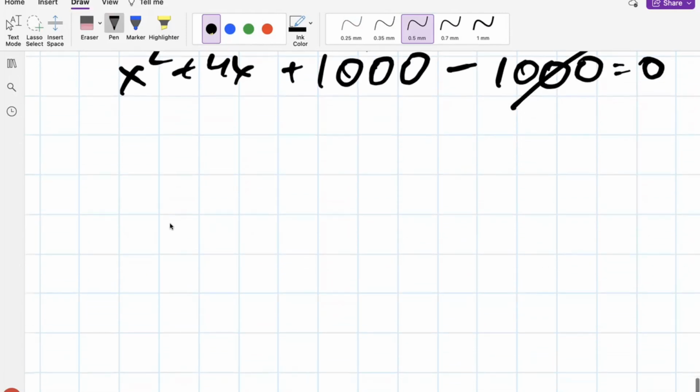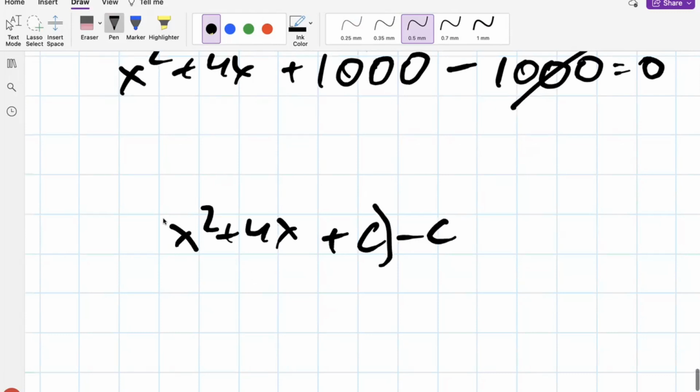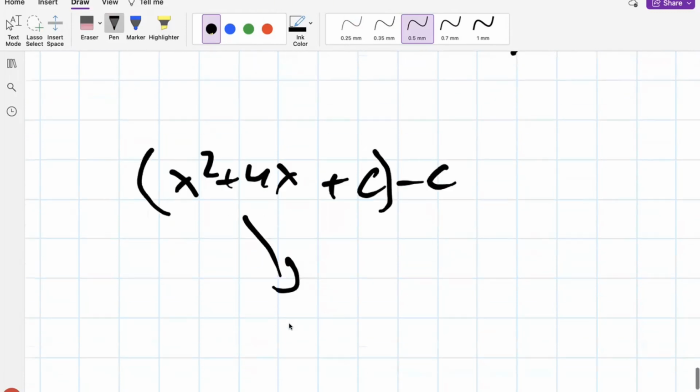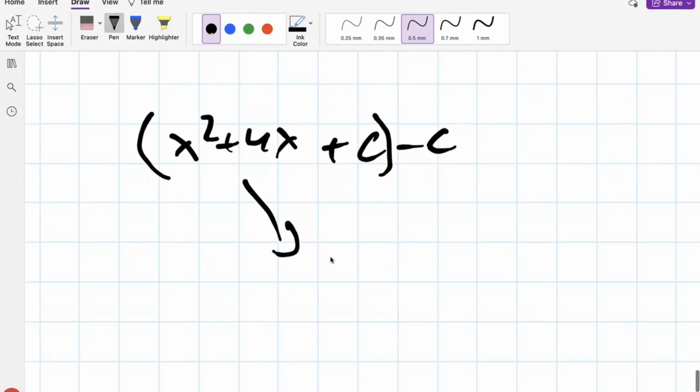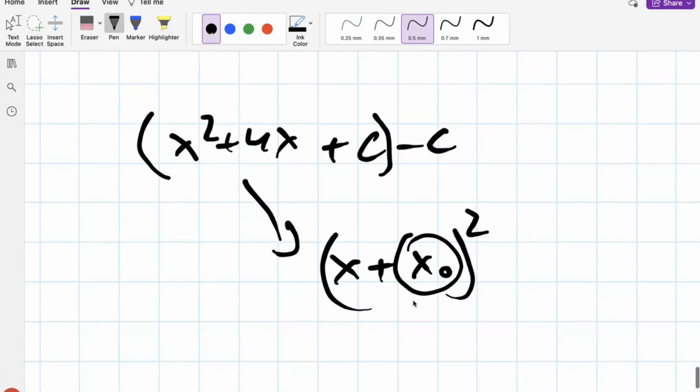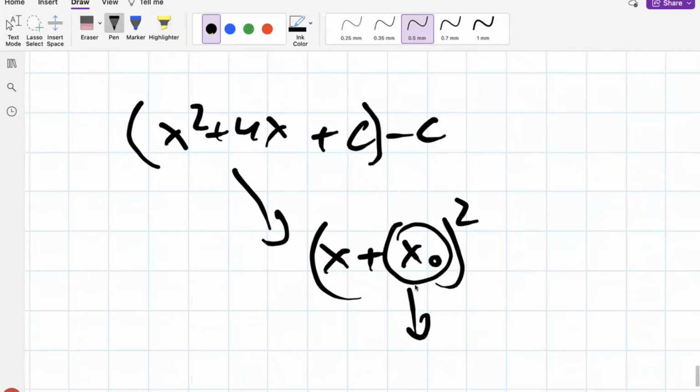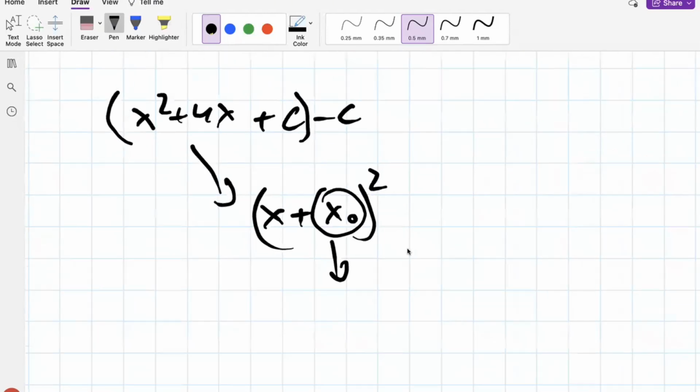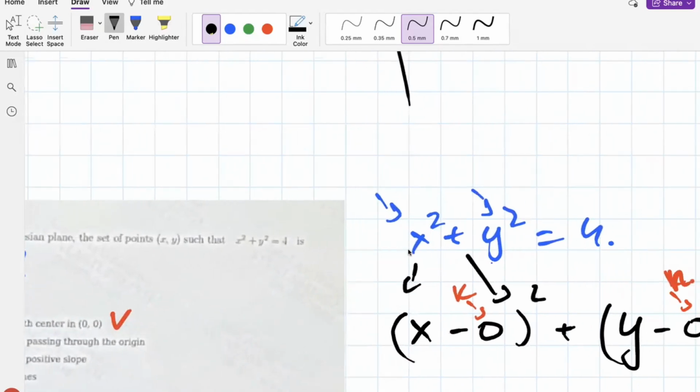But we have to figure out such number c that it will bring this form. Let me write x squared plus 4x. So we have to add such c and subtract such c, that this part will transform to x plus x0 squared, where x0 is just some constant, just some number. So we need it in order to build our equation of the circle, as you realize here.